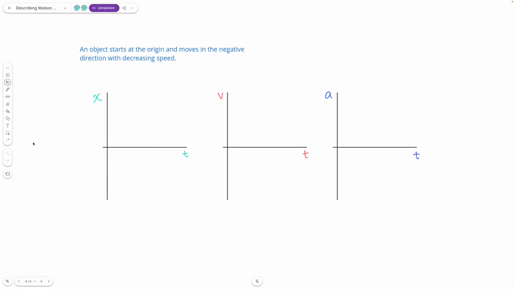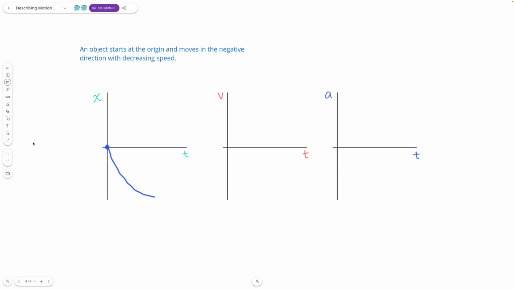All right, example number 2. We have an object starting at the origin and moving in a negative direction with decreasing speed. So starting at the origin just gives us a y-intercept of 0 on our position versus time graph. And if we're moving in the negative direction, we have a negative slope on our position versus time graph and a slope that is decreasing, or kind of flattening out over time. So negative and decreasing slope on our position versus time graph looks like this.